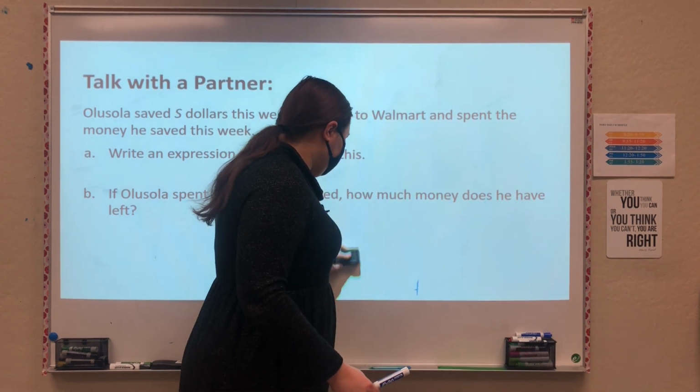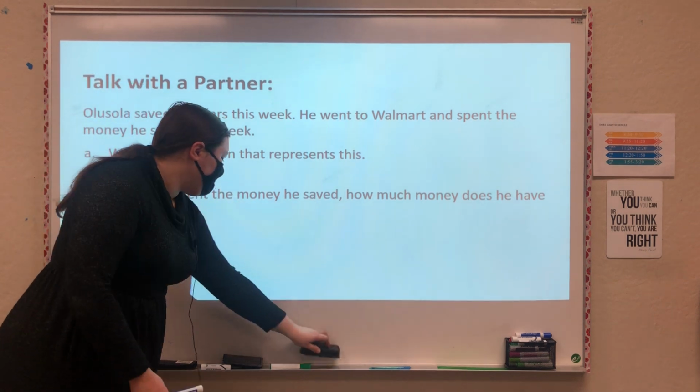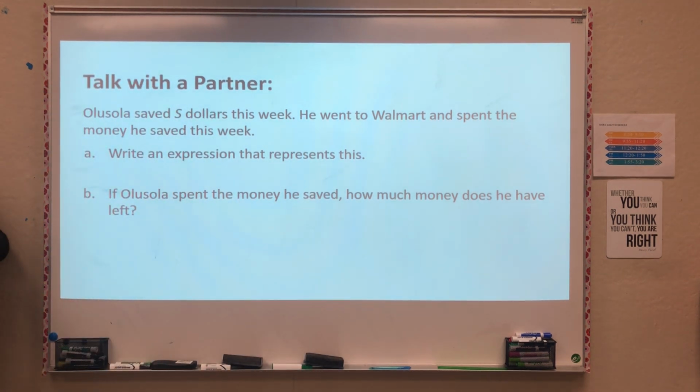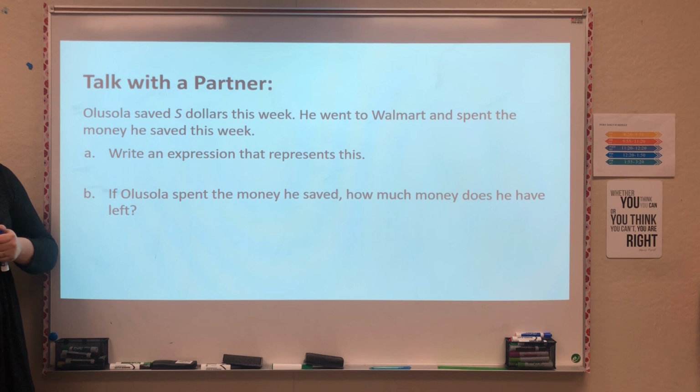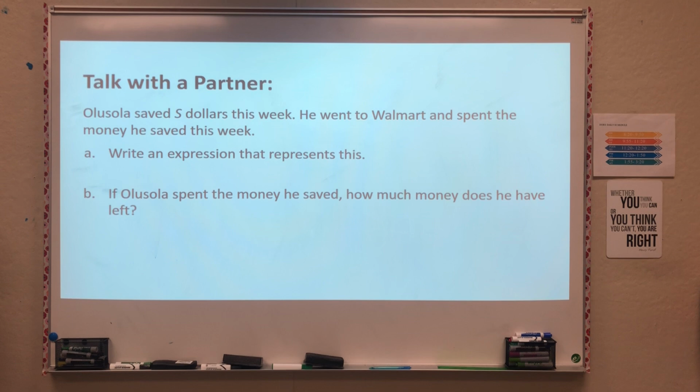This one here says, Olushola saved, that's not a 7, that's an S, saved S dollars this week. He went to Walmart and spent the money he saved this week. Write an expression that represents this. He saved S dollars, and then he went to Walmart and spent that money he saved. I'm going to give you 30 seconds, write down an expression, and then I want to hear what we've got.